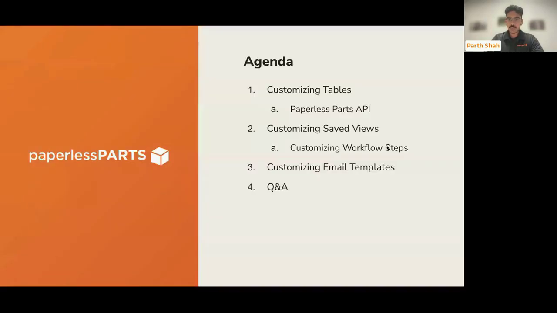So on our agenda, we've got a couple of my favorite parts of the platform to configure. Customizing your custom tables with a little bit on the Paperless Parts API, how you can interact with your tables through the API, and how you can extract information and pull information out of Paperless to integrate with your tech stack. Customizing saved views with a little flavoring of customizing some workflow steps. Awesome things to have in terms of streamlining your quoting workflow overall.